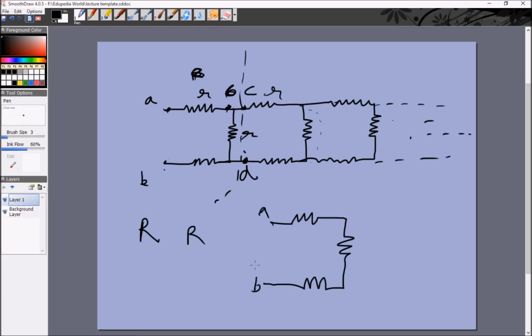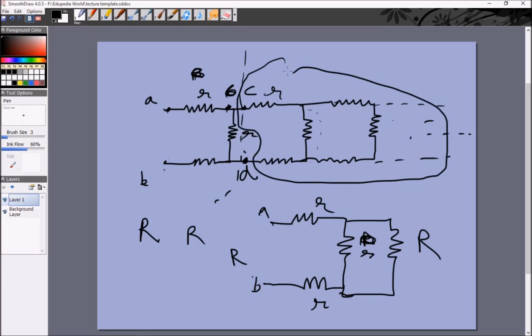The equivalent resistance between these two is R, and this is R, and this is capital R now, right? So we've replaced this entire thing with capital R. Now we know that the equivalent resistance of this thing is capital R, so we sort of have R on both sides, the unknown on both sides.